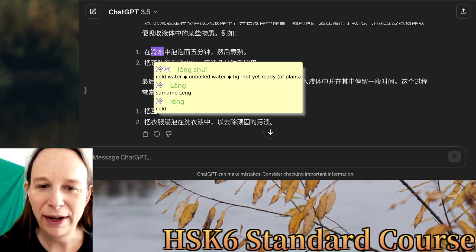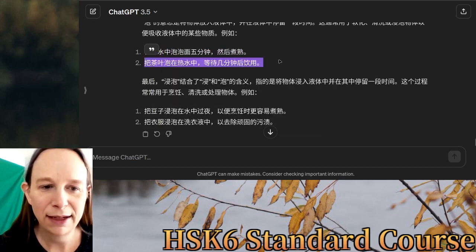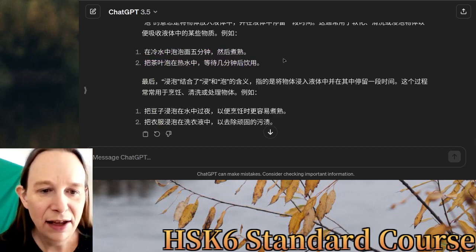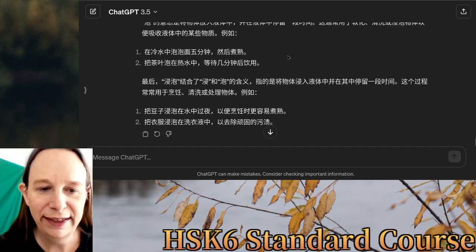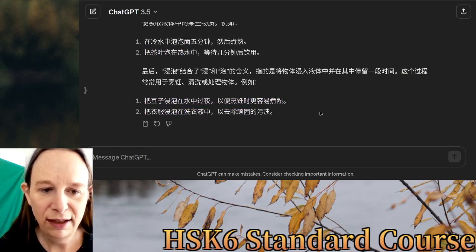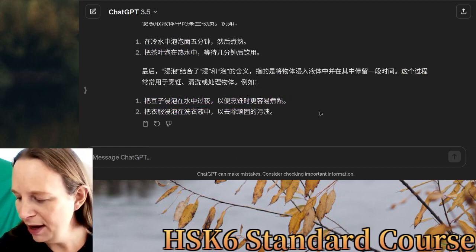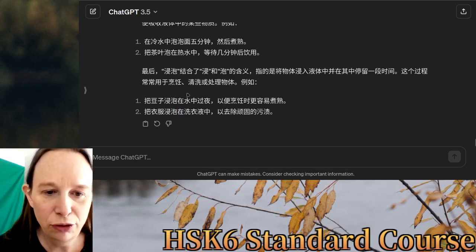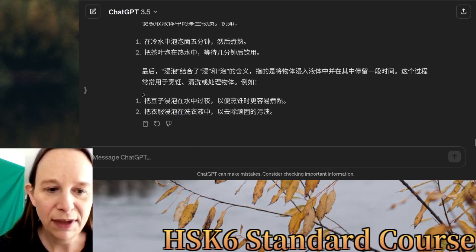So maybe 冷水 is just room temperature water. 把茶叶泡在热水中. Yeah. So take the tea leaves and soak them in hot water. And this one, 把豆子浸泡在水中过夜. So take the beans and soak them in water overnight.